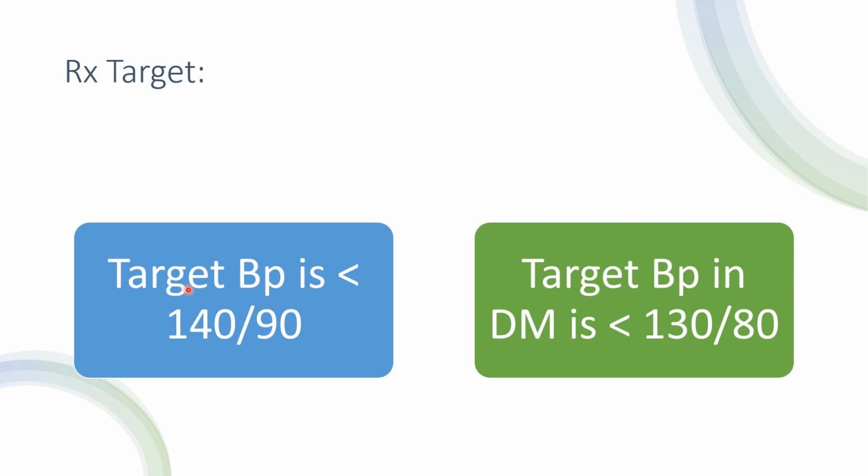Okay, the BP target is important because we are going to titrate the concentration or the dose of the medication based on the target that we are aiming at. Like in DM, we want something less than 130 over 80, but we don't want hypotension. And in the rest, we just want something less than 140 over 90.